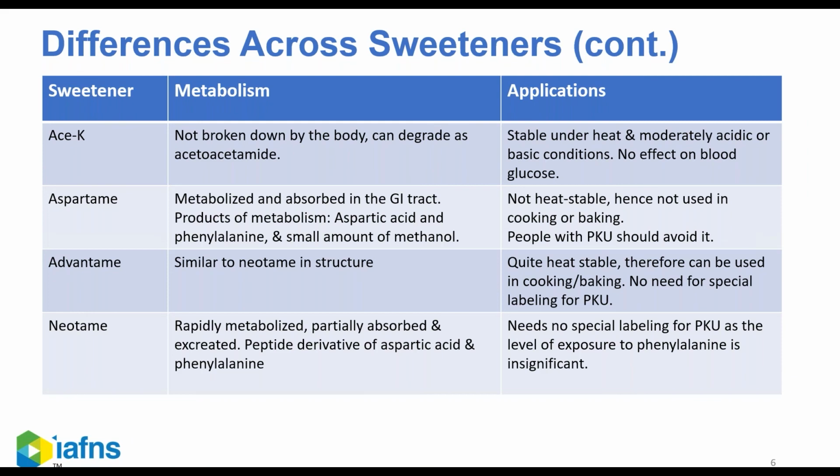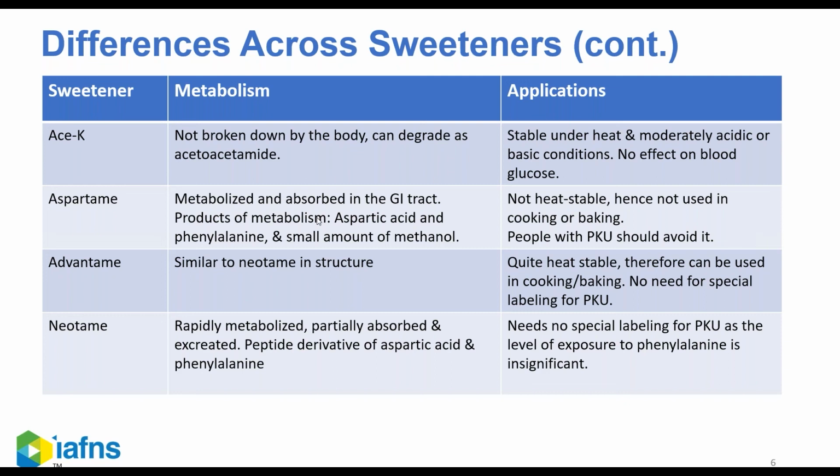One thing that stands out is that most of these low or no calorie sweeteners are not absorbed or metabolized by our body, and hence they do not contribute calories. Majority of them don't. Some of them are heat stable, some of them are not. But let's look at an example of aspartame. Aspartame does get metabolized and absorbed in the GI tract, and the products of its metabolism are aspartic acid and phenylalanine and small amounts of methanol. Hence, whenever you look at food packaging that has aspartame in it, it does provide a small label saying people with PKU should avoid it because of the phenylalanine as one of the products when aspartame gets broken down. But still, it produces very few calories compared to normal sugar.